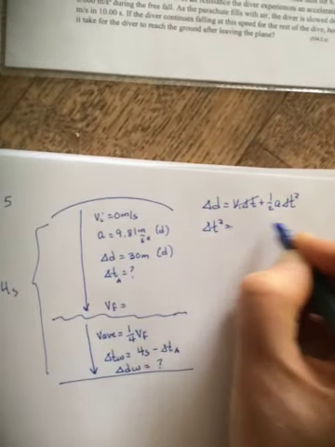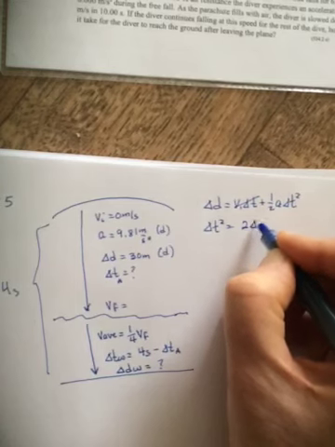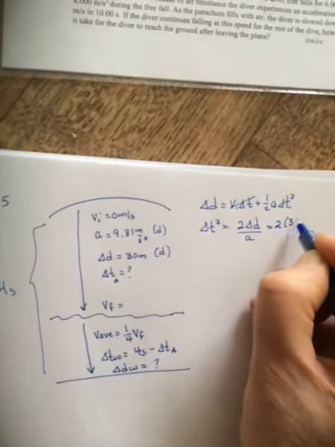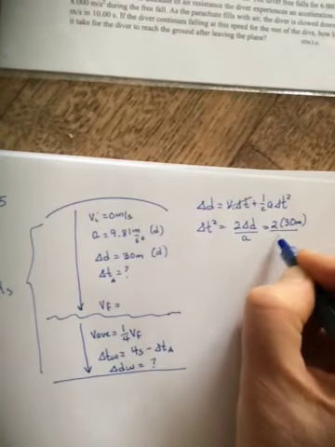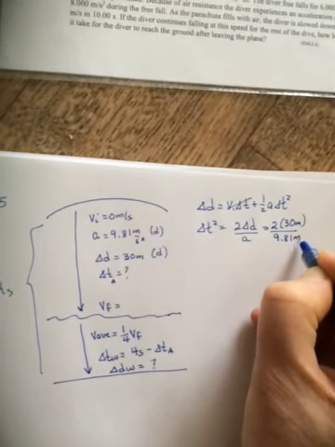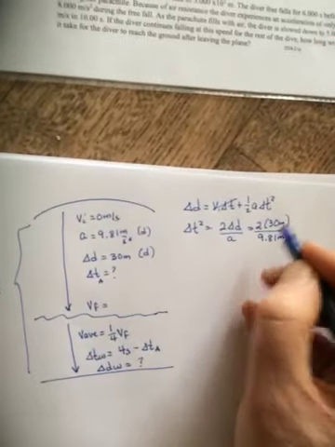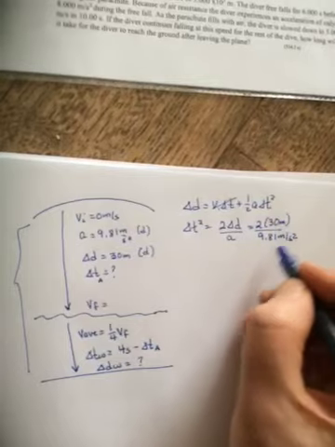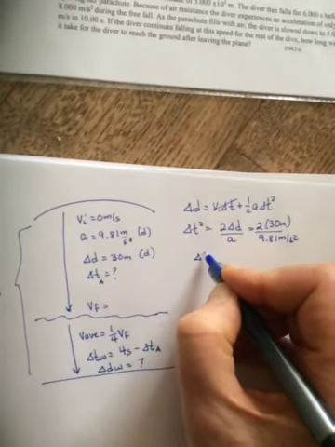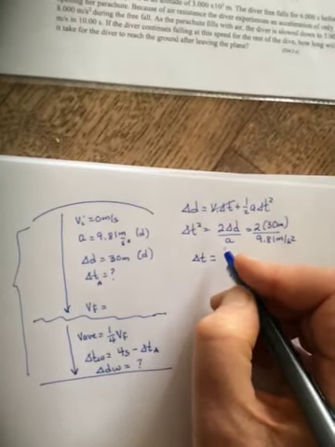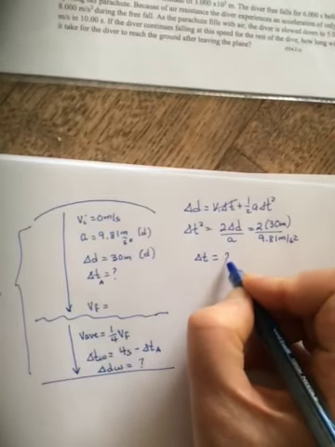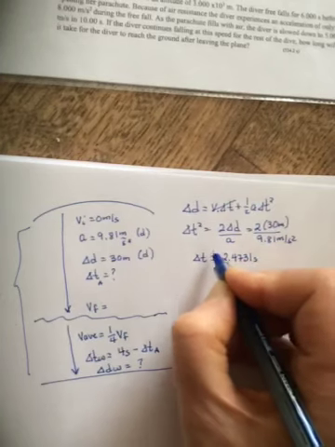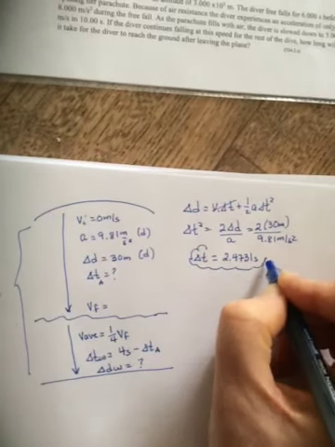So T squared will be equal to, multiply both sides by 2 and divide by A. So 2 times 30 divided by 9.81 meters per second squared. And we don't really have to call down negative because everything's going down. So 60 divided by 9.81, and then take the square root, and when you do, you should get 2.4731 seconds. This is the time in the air.